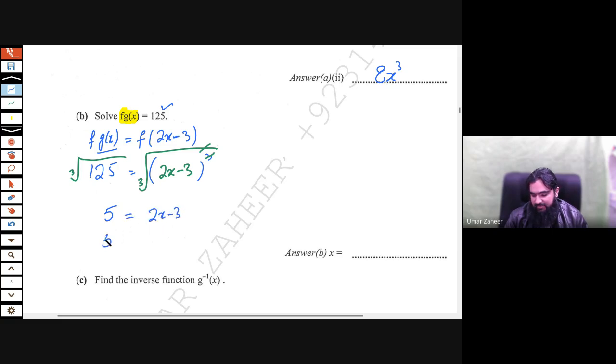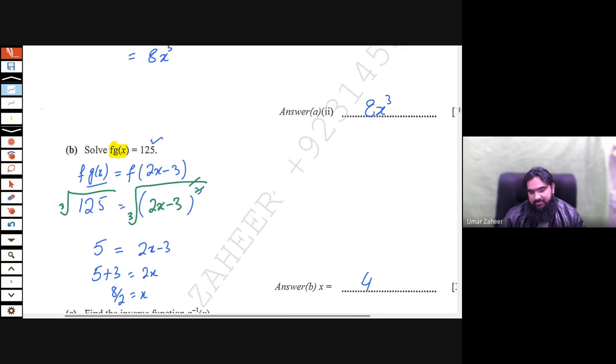It is minus 3, so it will be plus 3. 2 is multiplying, so it will be divide. So we get the final answer, x is equal to 4. Yes, is it clear?